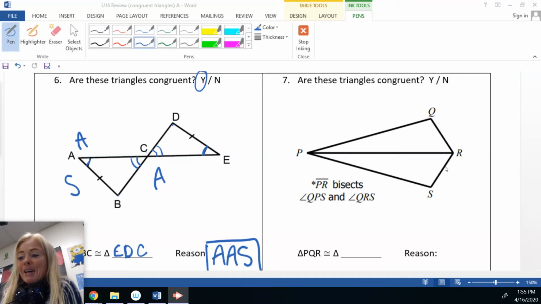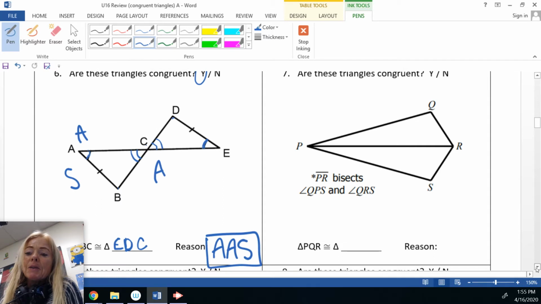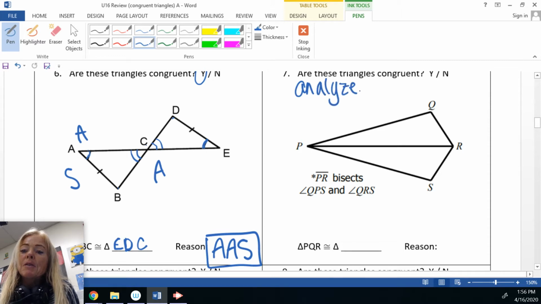Class, we're on part 2 of Unit 16 review. And the next question says, are these triangles congruent? We're on number 7, yes or no. And we have no markings whatsoever on this. So the first thing we're going to do is analyze. And we have to mark given this bit of information here.